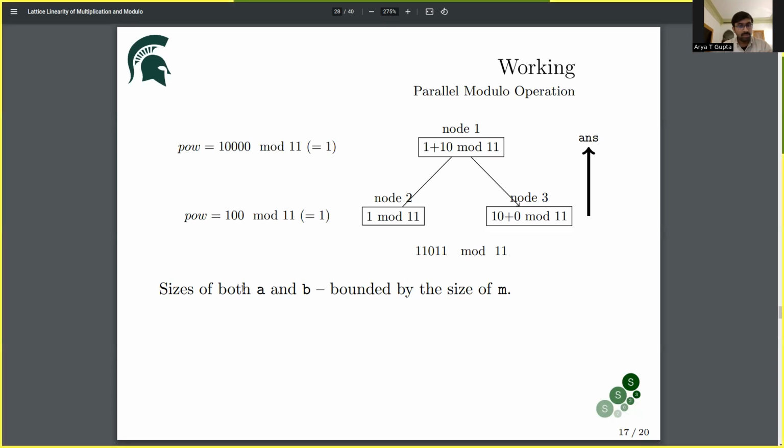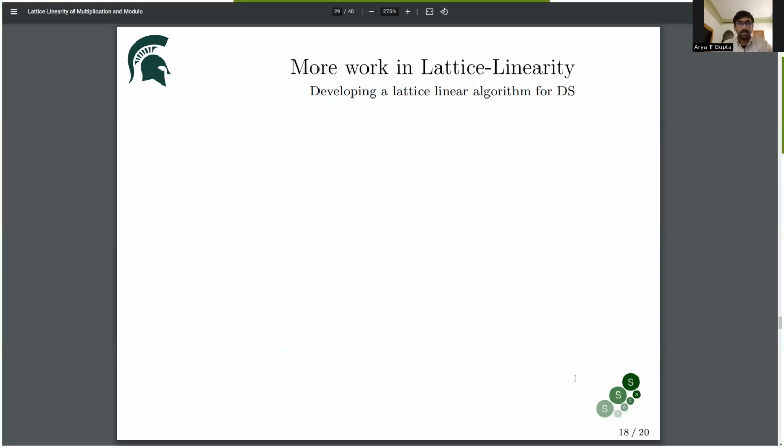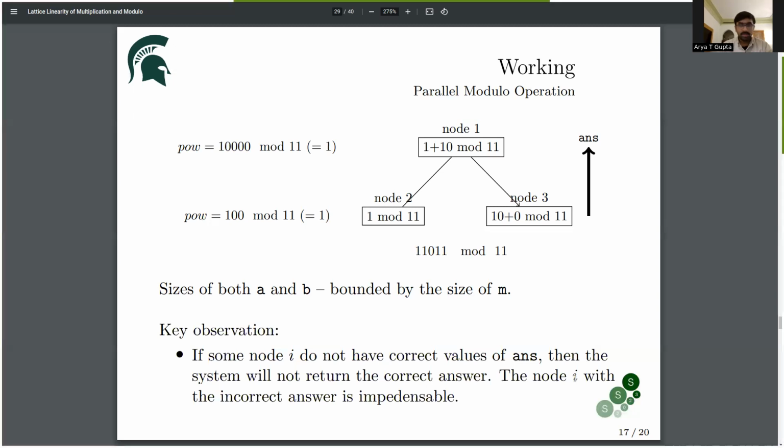So we see that the sizes of both A and B are upper bounded by the size of M, and similarly, the power is also upper bounded by the size of M. Here we can allow the answer value of node 1 to be initialized arbitrarily. And if it does not tally with the answer values of node 2 and node 3, then node 1 is impedanceable. So if the answer of the parent does not match with the children, then the parent node I is impedanceable. So this was the working of the parallelized modulo operation.